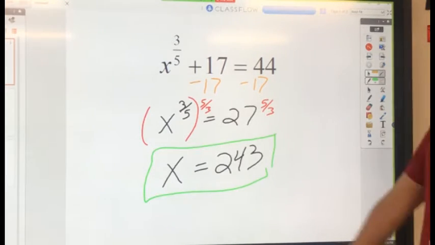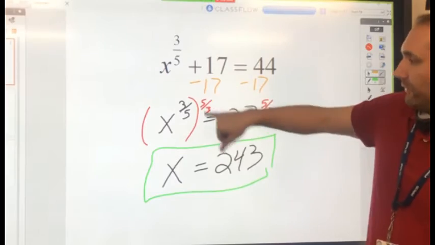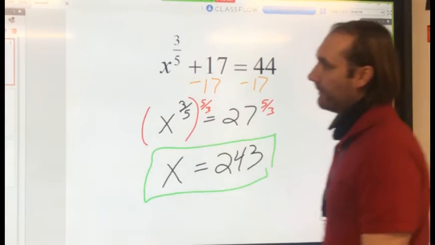So that's what we're doing today. We need to raise the exponent to its reciprocal. So we're multiplying an exponent by an exponent, and that's going to give us a 1.